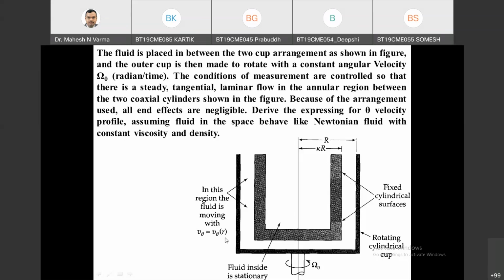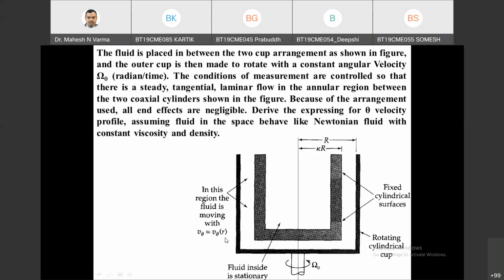Roll number 57, Aman. Roll number 57, Aman. Roll number 58, Devang.